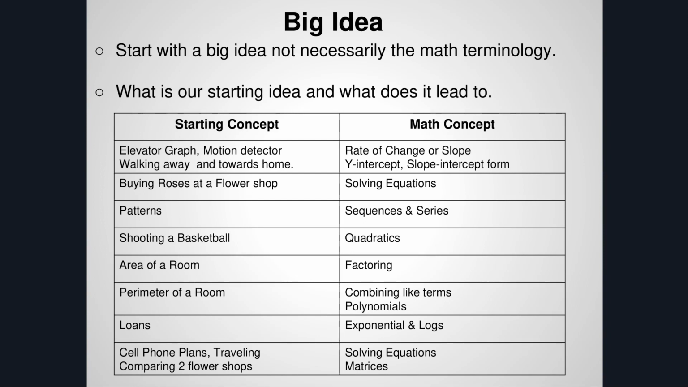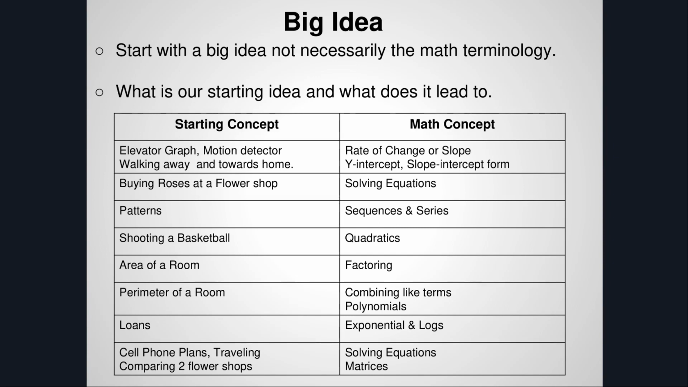So we do a lot of things like that, or an elevator graph. We introduce solving equations with buying roses at a flower shop. And we just talk about the whole scenario and why there's two different shops and we're comparing, and how if you buy 5 flowers, one store might be better versus the other, or a t-shirt shop. We just talk about that forever, have them write down their own examples before we even go into the actual solving of equations.